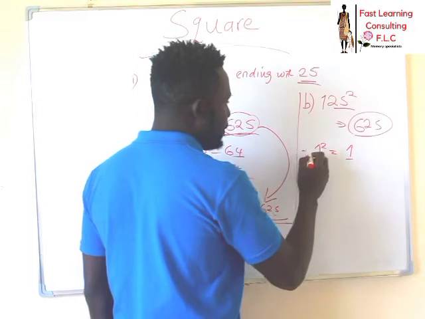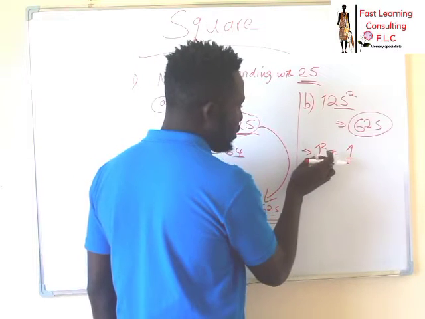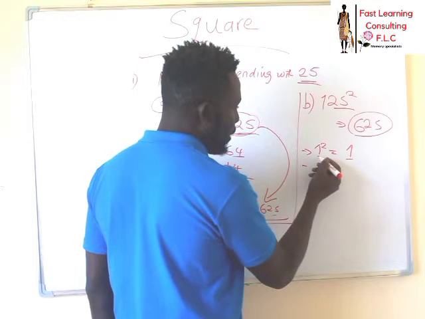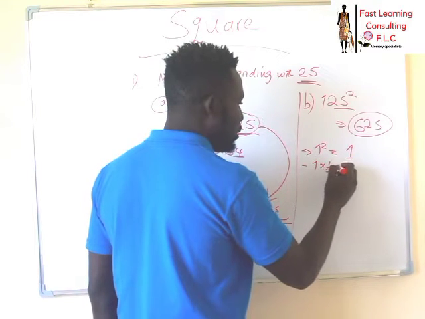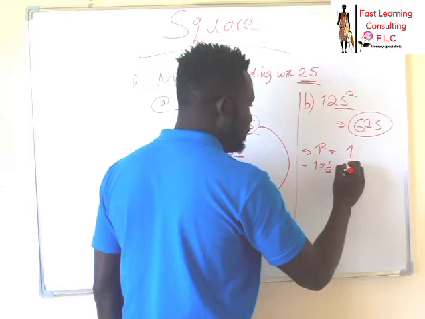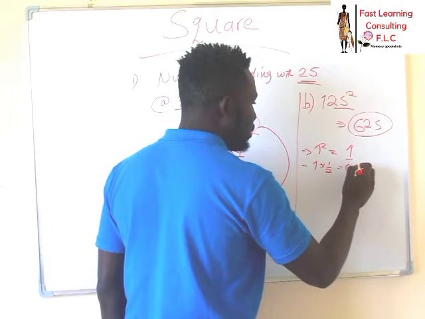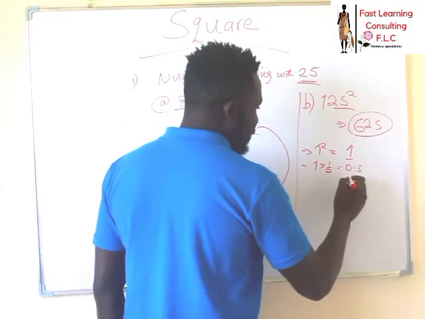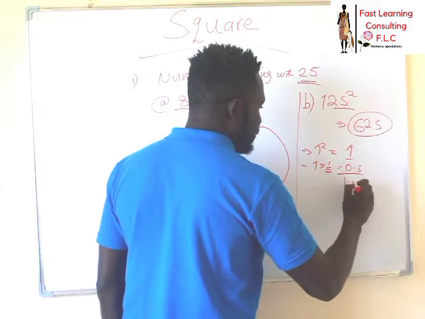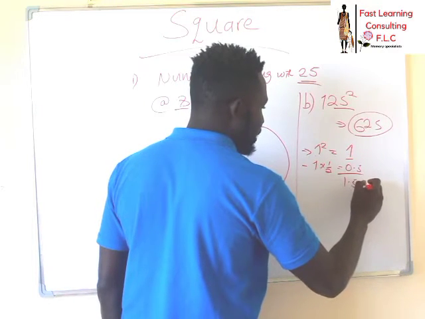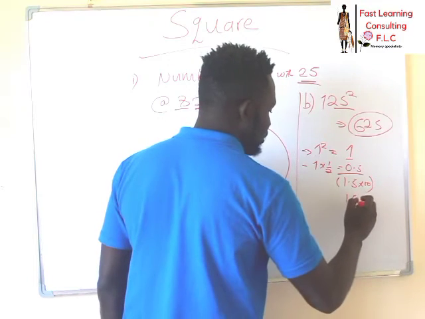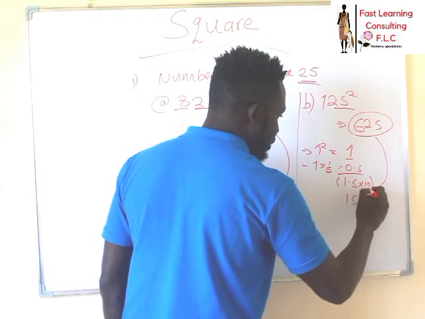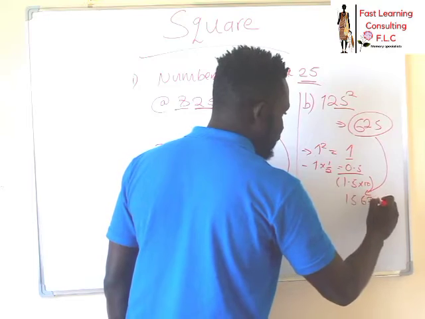Step 3, we are going to take 1 and divide by 2, 1 multiplied by half. So we have here 0.5. So the sum here is 1.5. Now if you multiply this one by 10, that gives you 15. So then you bring down 625 here.